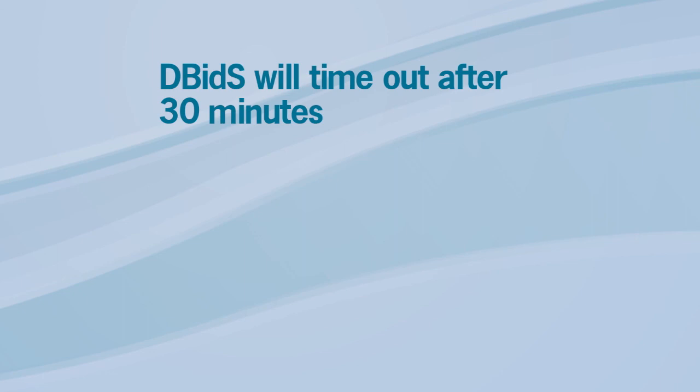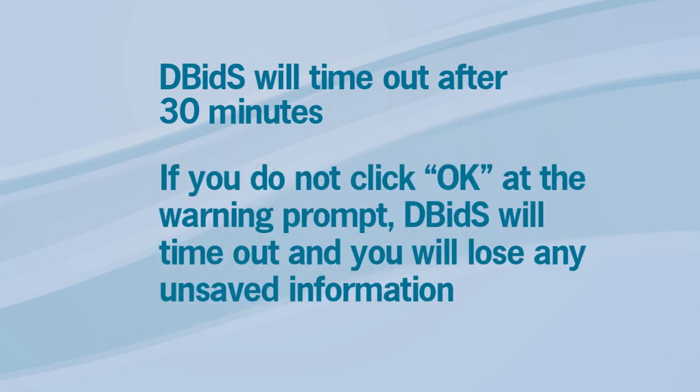DBIDS will time out after 30 minutes. You will receive a warning message after about 25 minutes of inactivity. If you do not click OK within 5 minutes, DBIDS will time out and you will lose any information entered that was not saved.